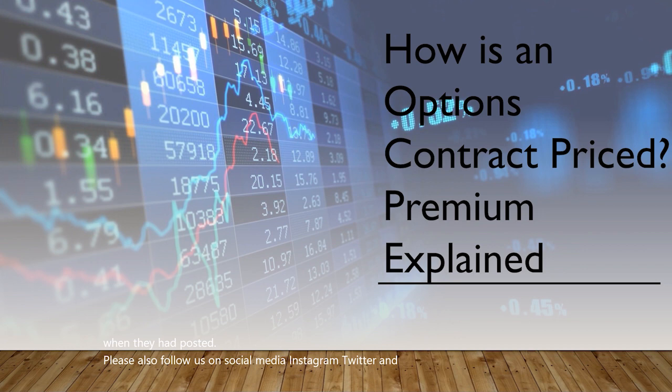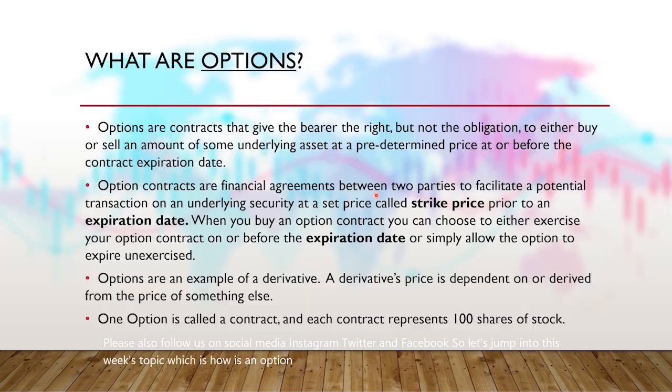So let's jump into this week's topic, which is how is an option contract priced, premium explained. Before we get into that, quick refresher on what an option is. Options are contracts that give the bearer the right, but not the obligation, to either buy or sell an amount of an underlying asset at a predetermined price at or before a contract's expiration date.